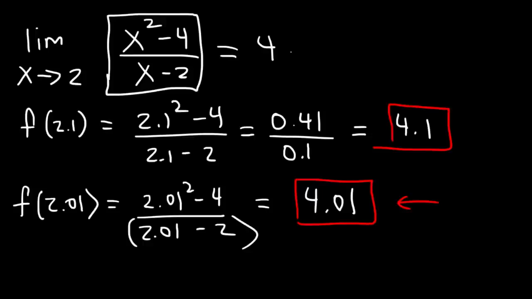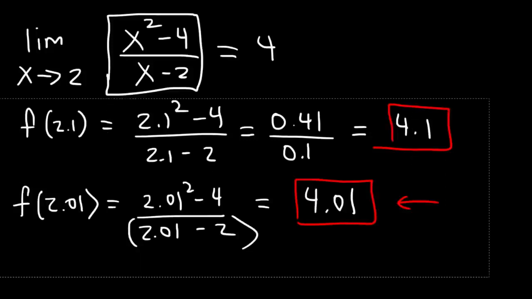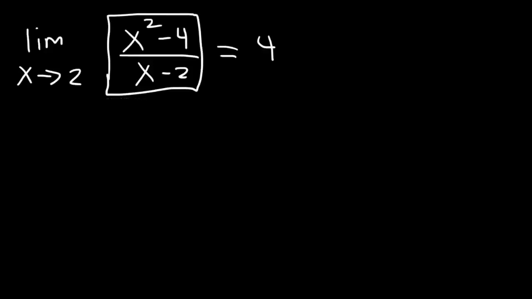And this technique works for any limit. As long as you plug in a number that's very close to whatever this number is, but not exactly that number, if the limit exists, it's going to converge to a certain value. Now sometimes you have to use other techniques to get the answer.